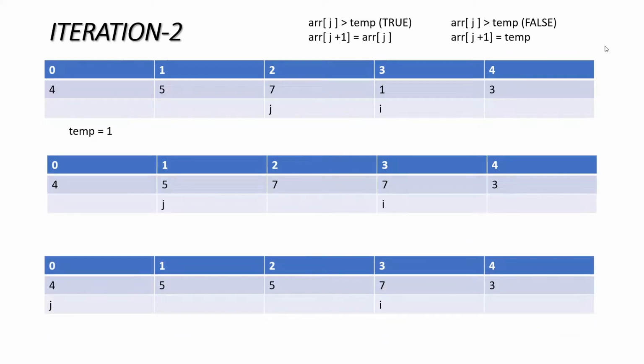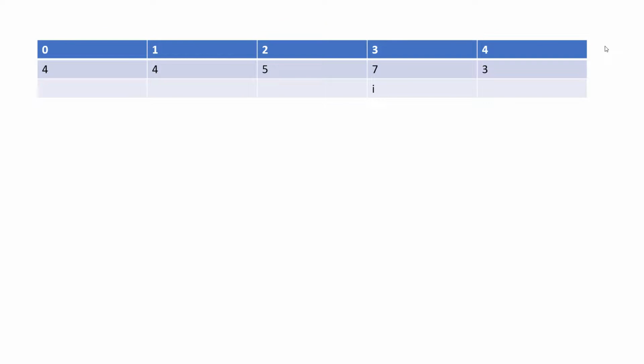Then I am decrementing j. Now j is at 0 index. Now in 0 index the element is 4 and the temp is 1. Here 4 is greater than 1, that means it is satisfying the condition. Then what I have to do? I have to insert the element in 0 index to the first index. After inserting, here it looks like this.